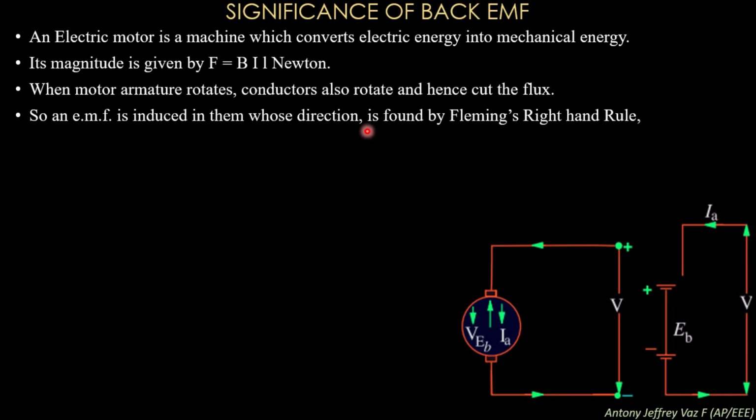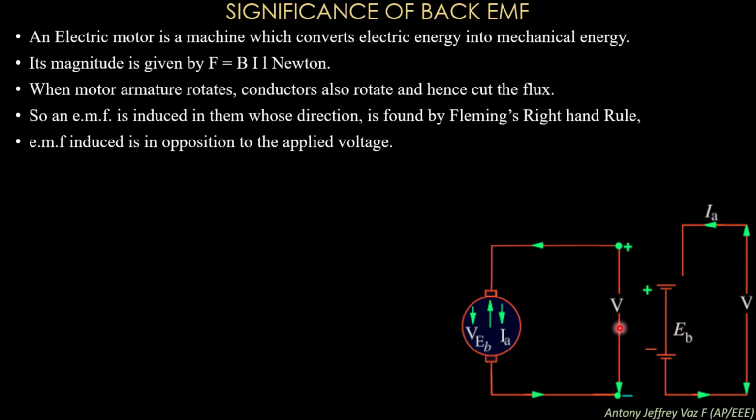These rotating armature conductors will cut the flux. This causes an induced EMF to be produced in the armature itself, and its direction, which can be found by Fleming's right hand rule, is in the reverse direction. The EMF induced is opposite to the applied voltage.